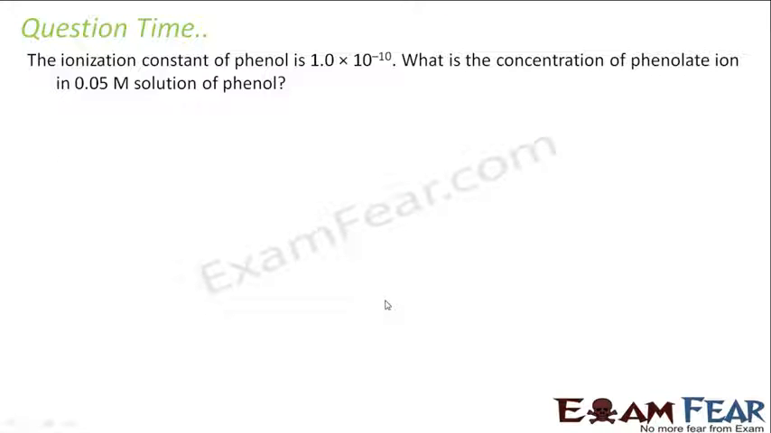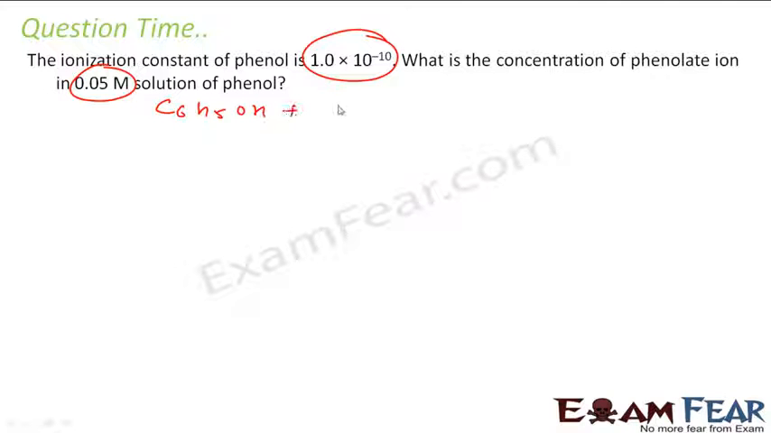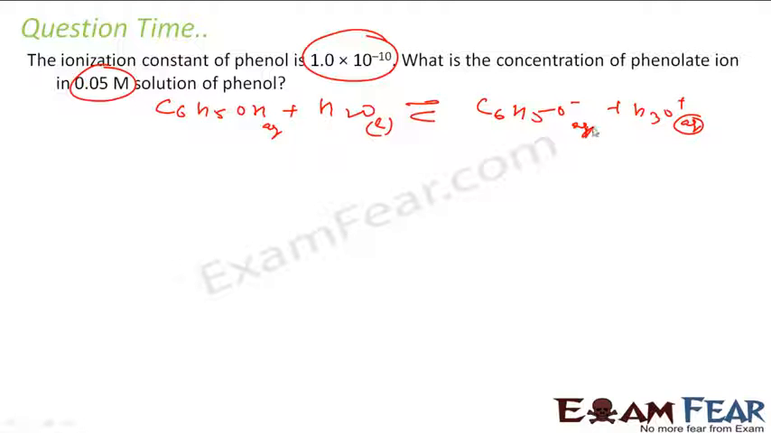So let's take one question here. The question says the ionization constant of phenol is 10 to the power minus 10. You have to find the concentration of phenol in a 0.05 M solution of phenol. The reaction is like this: C6H5OH plus H2O is in equilibrium with C6H5O minus and H3O plus. This is aqueous, this is liquid, this is also aqueous. It says that the ionization constant of this is this. What is the concentration in a 0.05 M solution of phenol?